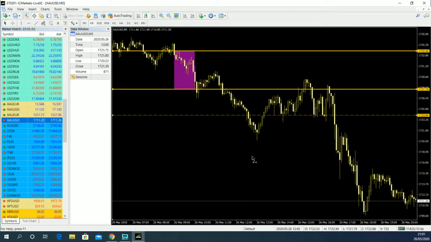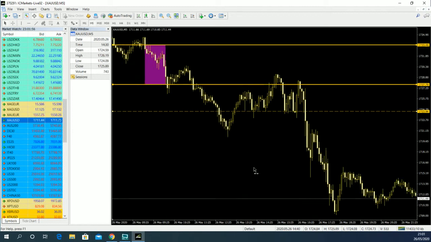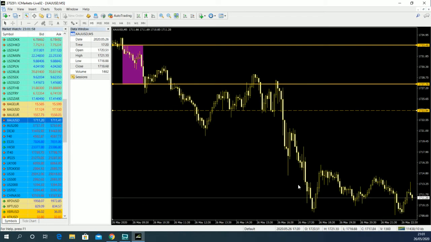So what have we done today? We've done TP1 56. We've done TP1 and 2, 56, another 56. So you're looking at about 170 pips on gold alone.